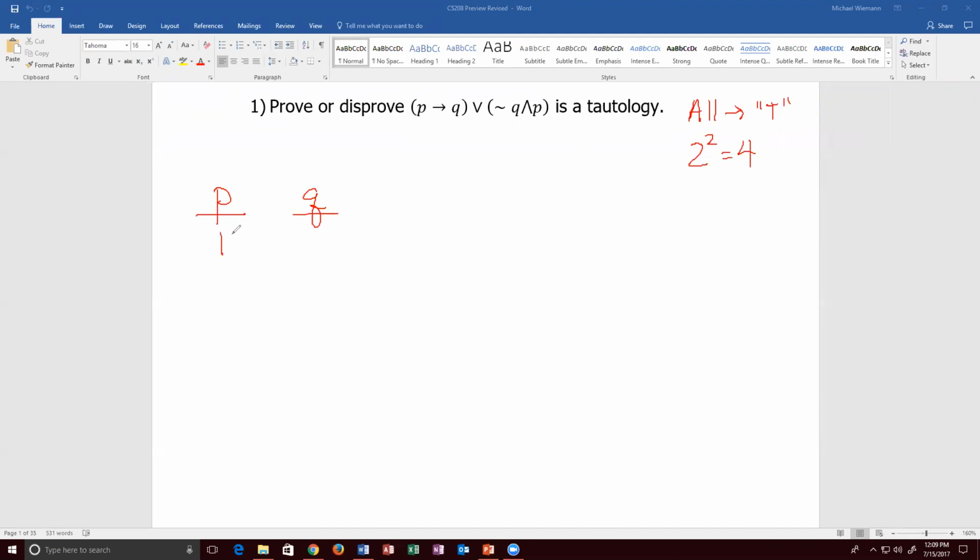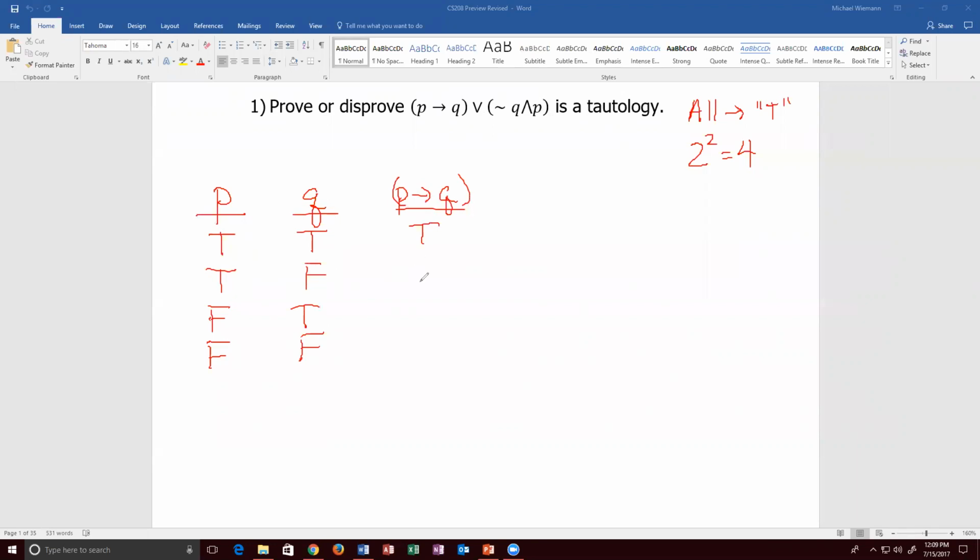Half of four is two, so I go true, true, then false, false, and then alternate two by one: true, false, true, false. The goal is, when all's said and done, when I evaluate this compound proposition, I should show all trues if this is a tautology. So let's take care of the first parenthesis here. P implies Q. True implies true is a truth.